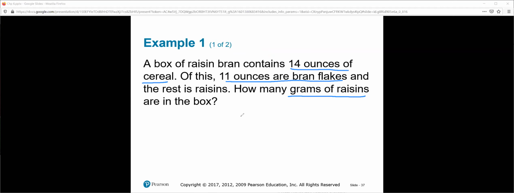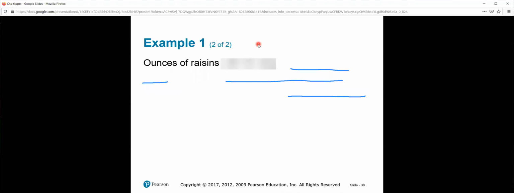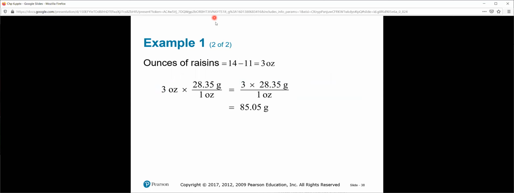Cool. So what I need to do here is figure out my equation and solve my equation. I don't care about cereal. I don't care about bran flakes. I only care about raisins. So this equation actually starts with subtraction, right? How many ounces of raisins do I have? Once I know how many ounces of raisins I have, then I can do my conversion. I have 14 ounces of cereal, 11 of those are bran flakes. It means I have 3 ounces of raisins to go.